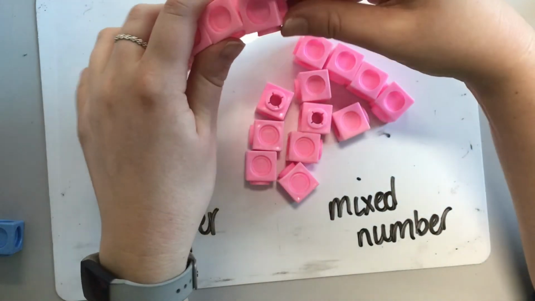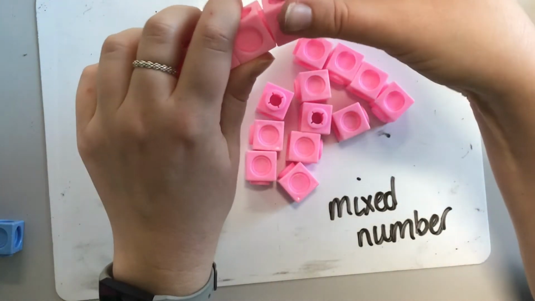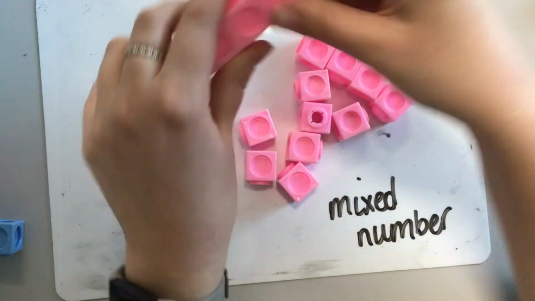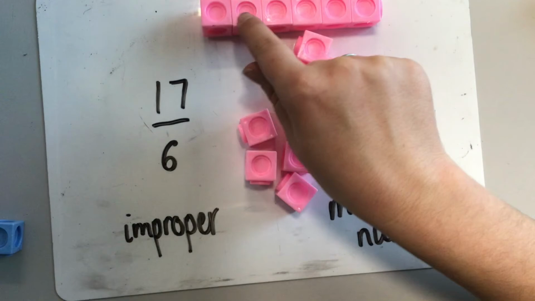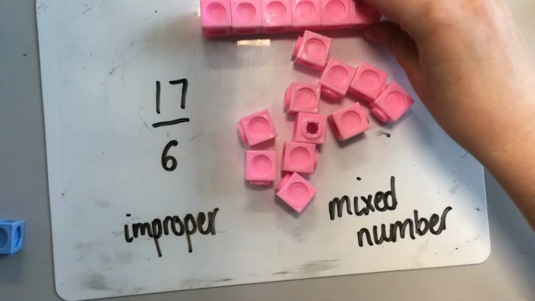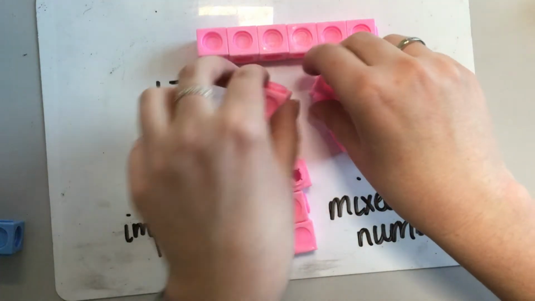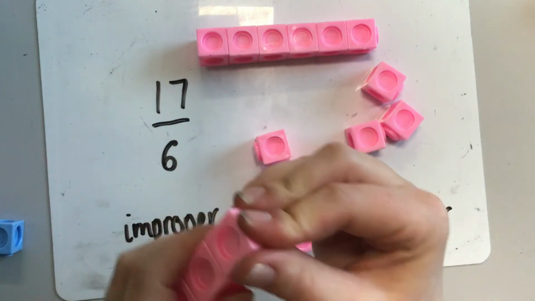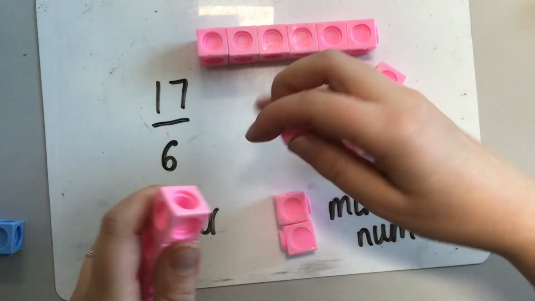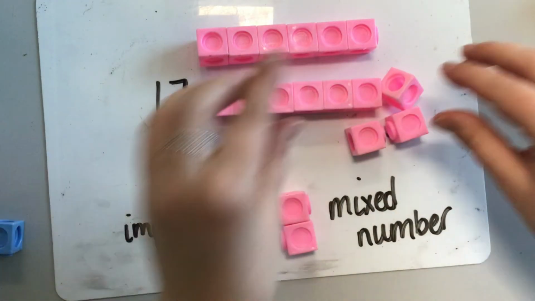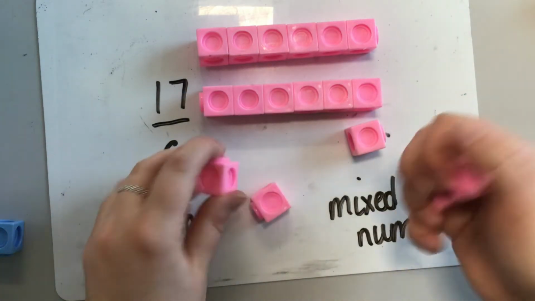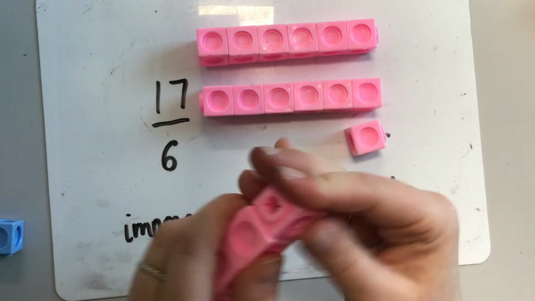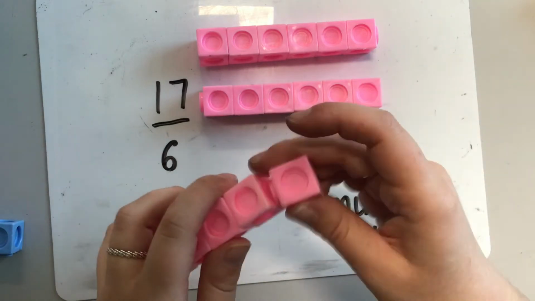4, 5. These are quite tricky, actually. 6. That's 1 whole there. Do you agree? 1, 2, 3, 4, 5, and 6. 1 whole there. Right, can I make another one? 1, 2, 3, 4, 5, 6. Like that. And then can I make, I've got 1, 2, 3, 4.